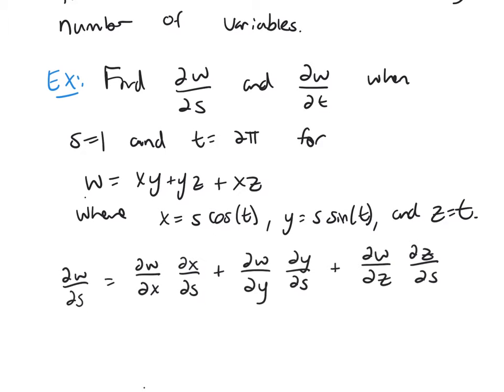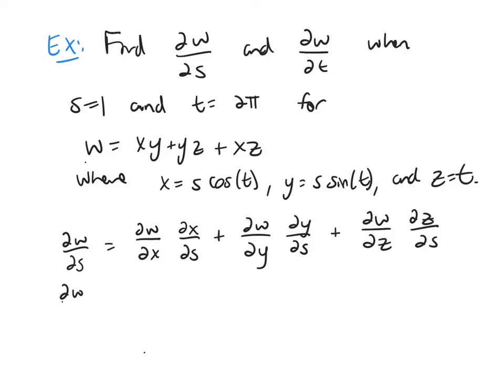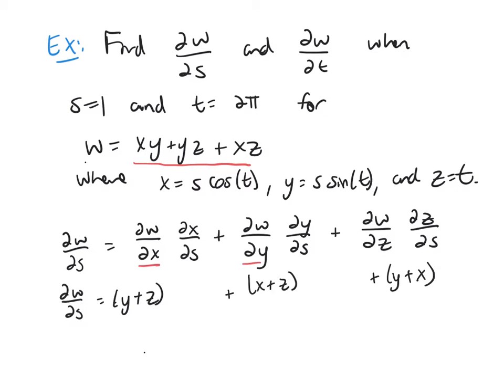So we need to compute these partial derivatives here. The derivative of w with respect to x would be y plus z. Let's go ahead and just compute these partial derivatives now. The partial derivative of w with respect to y would be x plus z, and the partial derivative of w with respect to z would be y plus x. So I found this term, and this term. So now we need to find these other ones.